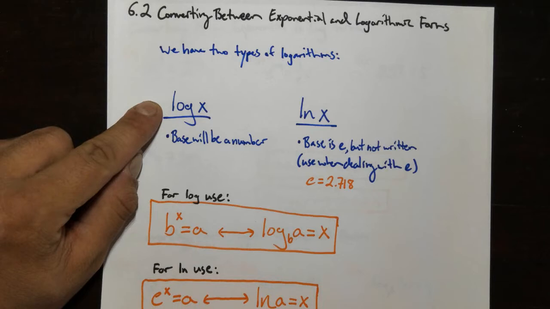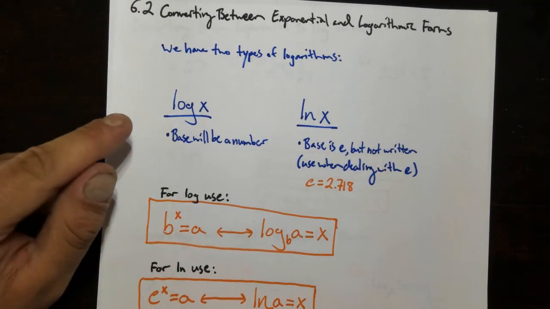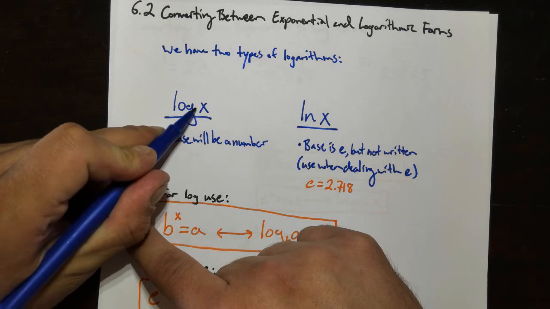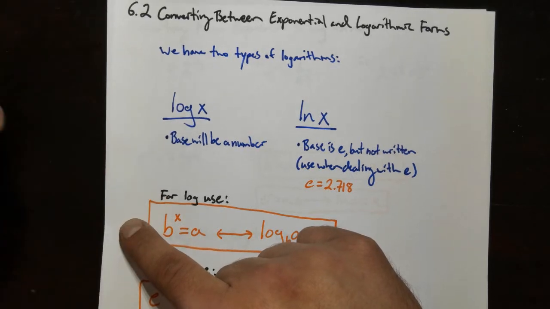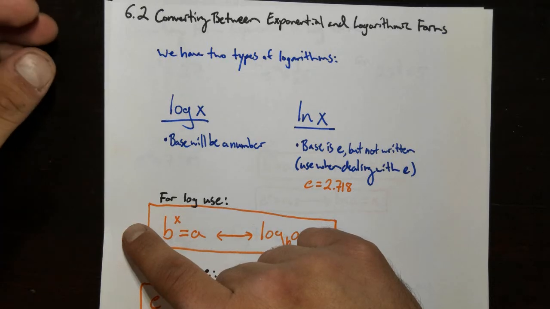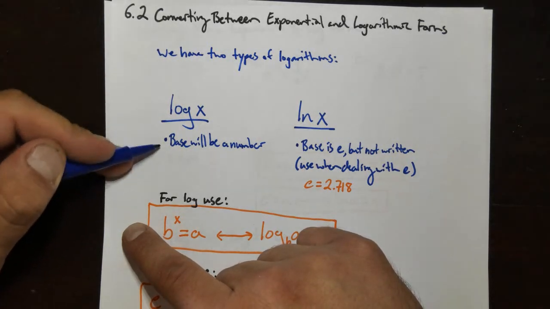We have log of x, and the base will be a number. So remember from yesterday, if there's a little number here, that's the base. But if there's no base written, then it's just assumed to be 10. That's just natural practice with mathematics. So for the log, the base will be a number.